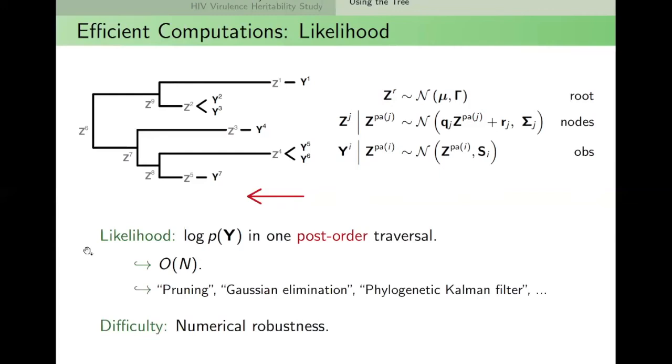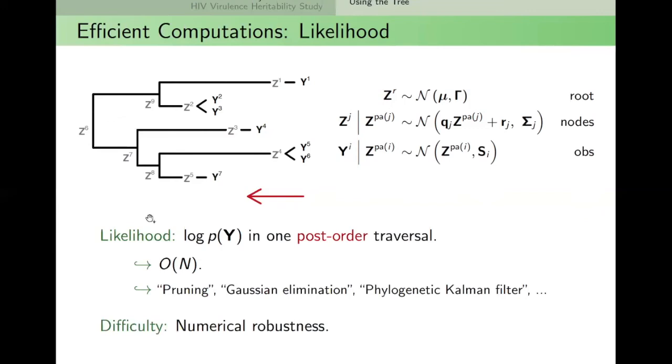And the difficulty here is really numerical robustness, because when you have a big tree, then you need to propagate the information very deep in the tree. And if you have any error, it can lead to catastrophic numerical failures. So one big part of the work here was dealing with this numerical robustness.